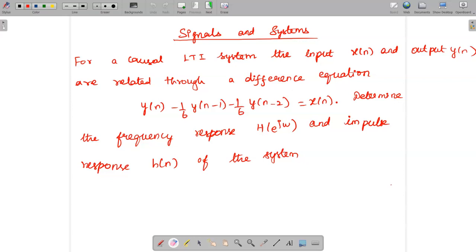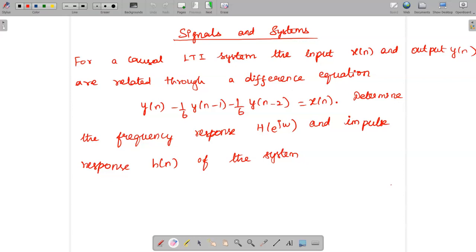So here it is a discrete system. For the discrete system we can apply either Z transform or discrete Fourier transform, that is your DTFT, discrete time Fourier transform. So to find out the frequency response, definitely we need to apply the DTFT.